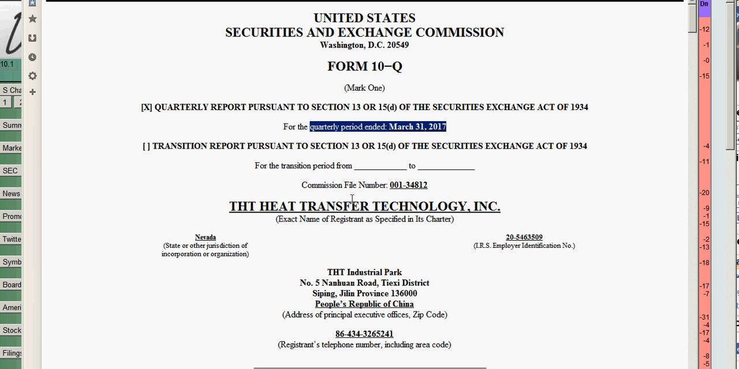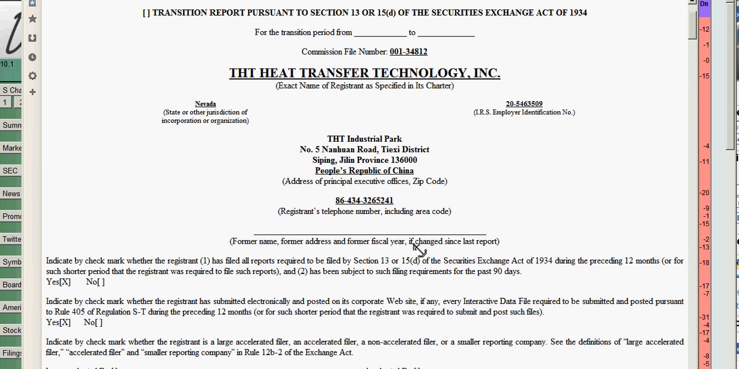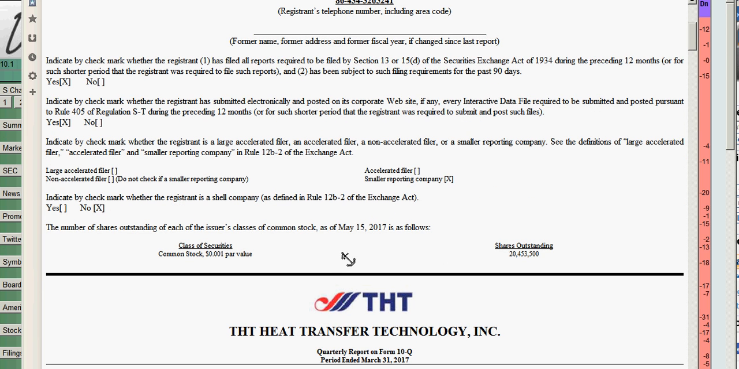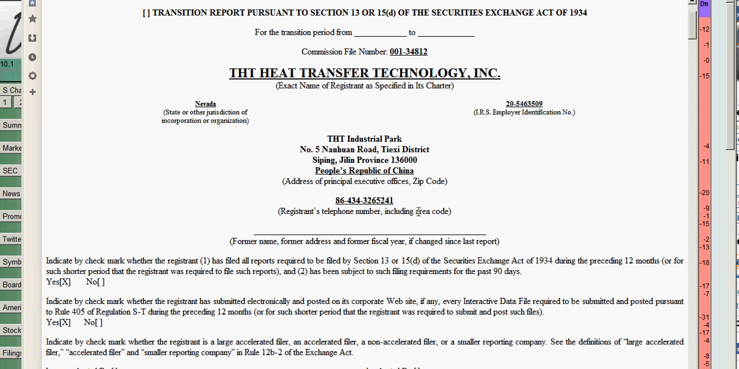The most important thing about a company, I guess, is how many shares are out there. You can think of a public company as a pizza, and each share is a slice of that pizza. So you want to know how many slices there are, and that determines the ownership of the company. Okay, this company here is Heat Transfer Technology.